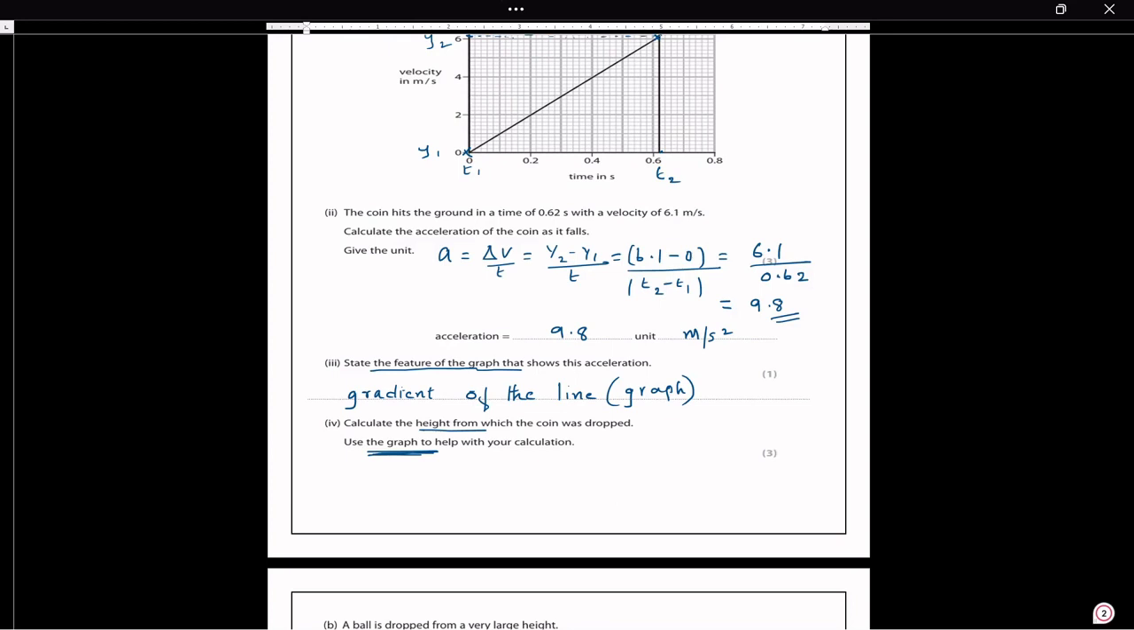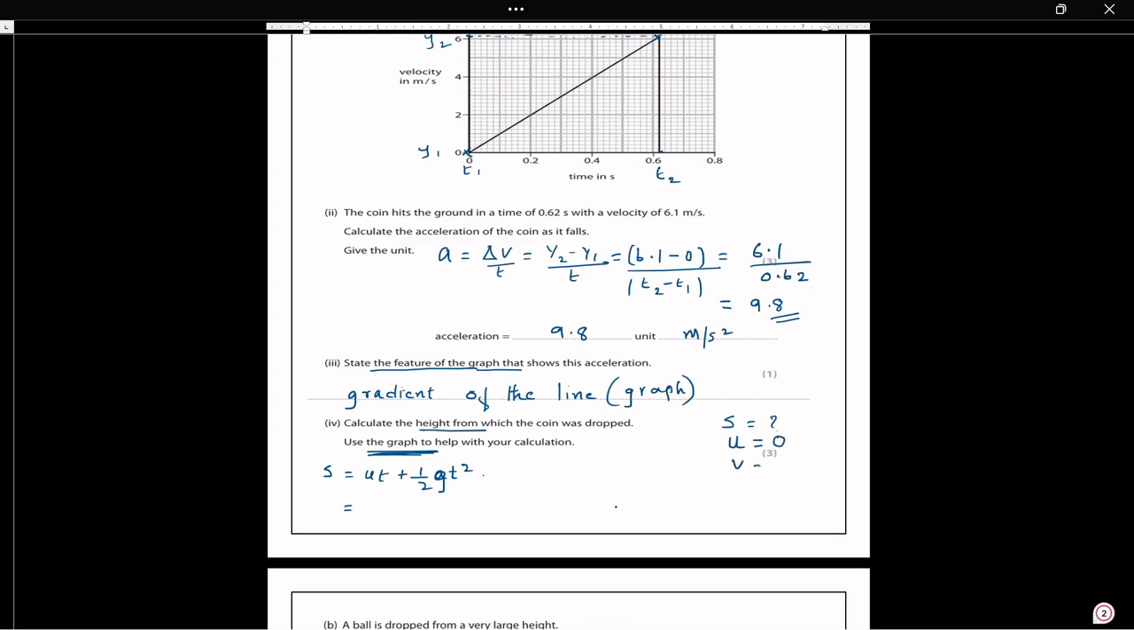In the Suvat equation, to calculate the height, that means distance, they are asking. So let us use the Suvat equation: s = ut + half a t squared. Here, instead of a, I'm going to write g because it's a vertical motion. The initial velocity is 0, because when a body is dropped down, the initial velocity is always 0.